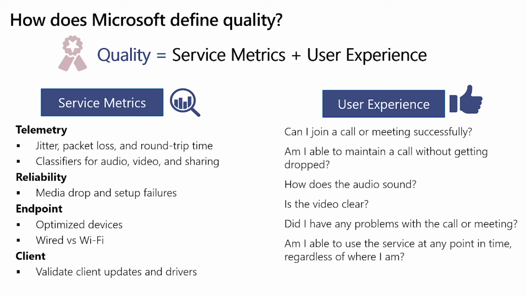From a service metrics perspective, we focus on network conditions like jitter, packet loss, and round trip time that can affect overall quality. We have classifiers in our telemetry for audio, video, and sharing that allow for deeper investigations. We also have reliability data for media drop and setup failures, endpoint data to ensure users are using optimized devices, and connection data that can reveal if a user is connected to a weak network. Client data is also important, and you are able to validate client versions and drivers to ensure they are up to date.